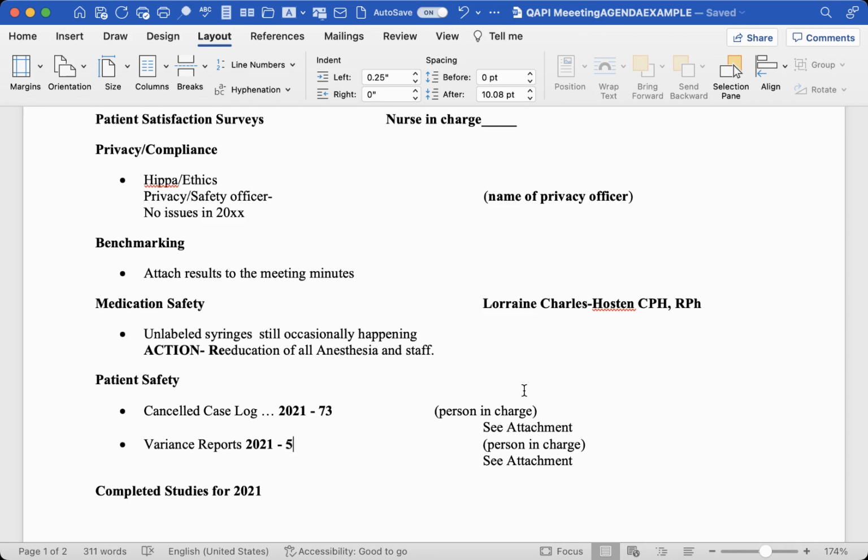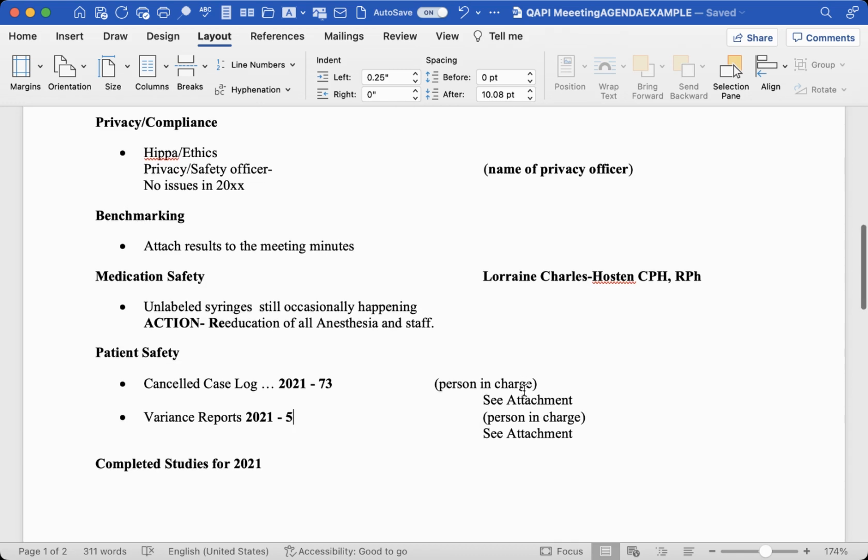Medication safety, that's myself again, Lorraine Charles Huston. I'm the consultant pharmacist and also the risk manager. In this particular case, during my visits to the facility, I was finding medication in syringes that were not labeled, and that's a big no-no. So I brought that to their attention, and their action is to re-educate the anesthesia staff, because it was happening in the anesthesia carts.